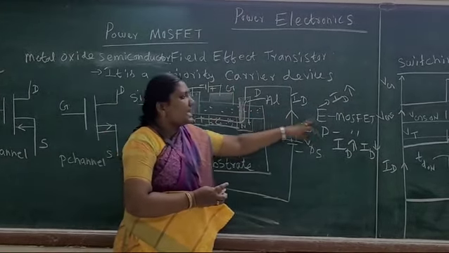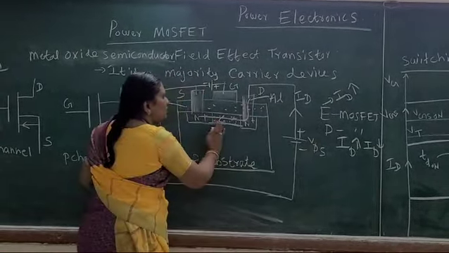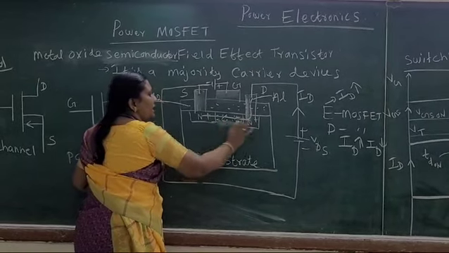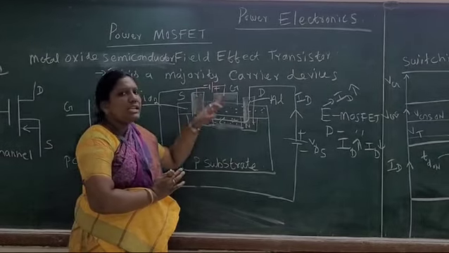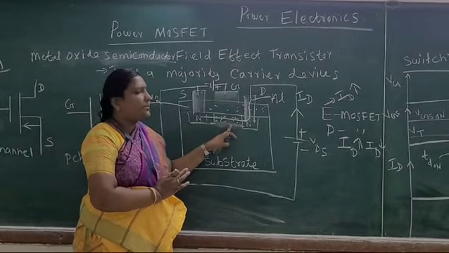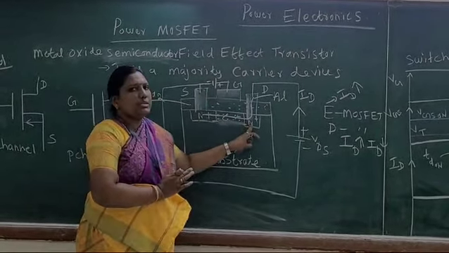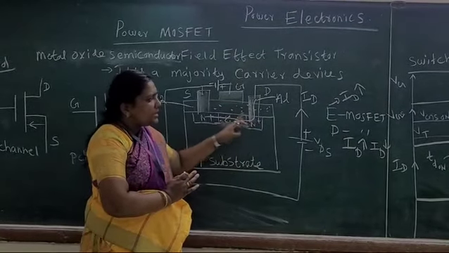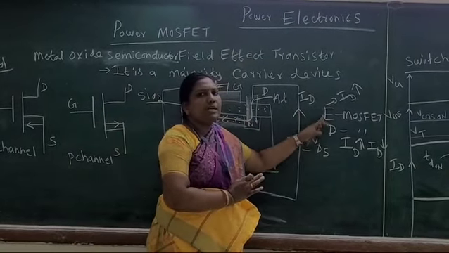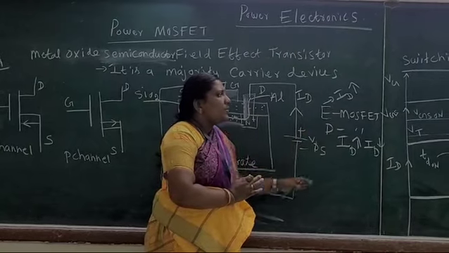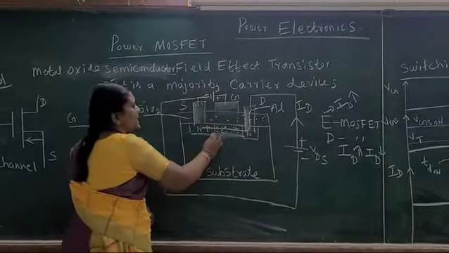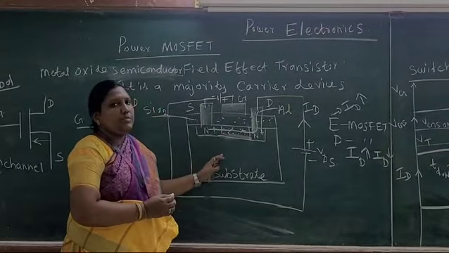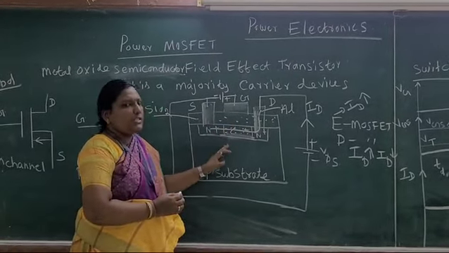If you go for an enhancement MOSFET, there is no permanent channel between the drain and source. Once we give the gate supply, only then will there be a generation of the channel between the drain and the source terminals. So depending upon this only, it is classified as a D MOSFET and E MOSFET. Now we are going to concentrate on the switching characteristics of MOSFET. That's why we consider the D MOSFET, depletion MOSFET.